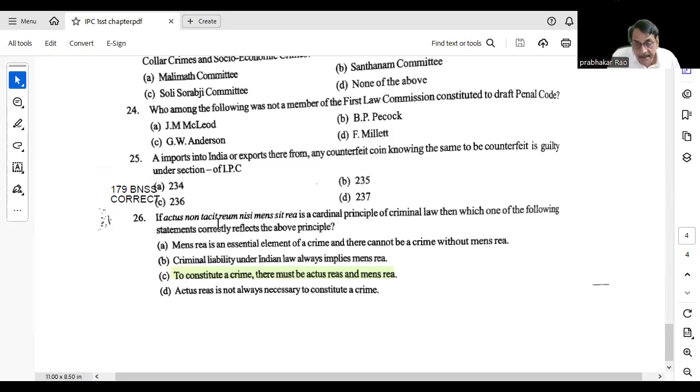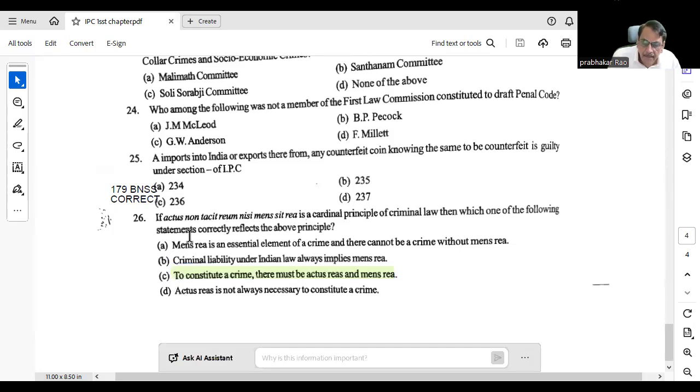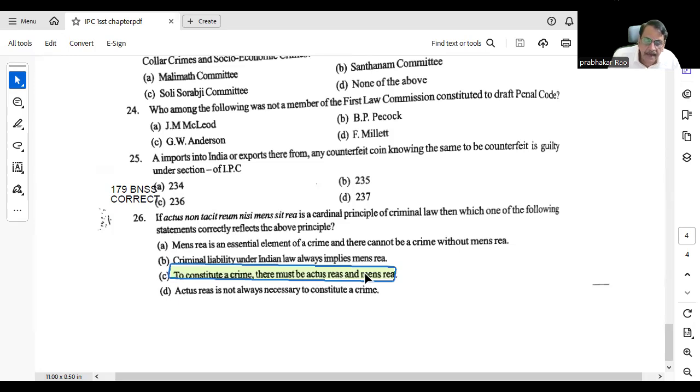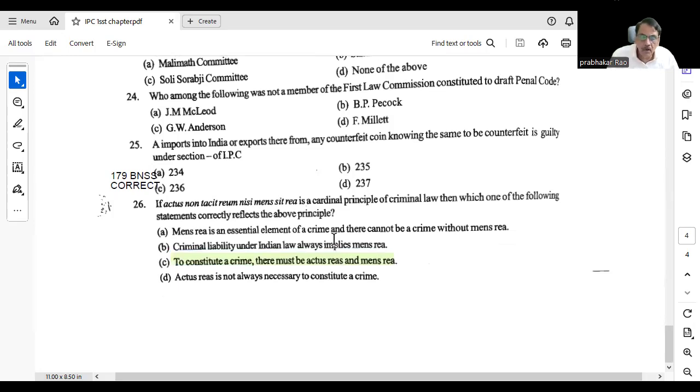In actus non facit reum, actus reus has come. Nisi means unless. Mens means mind. Sit means is or be. Rea means guilty. Now the meaning has come. The actual answer is: to constitute a crime, there must be actus reus and mens rea. Okay. With this, we will close this thing.